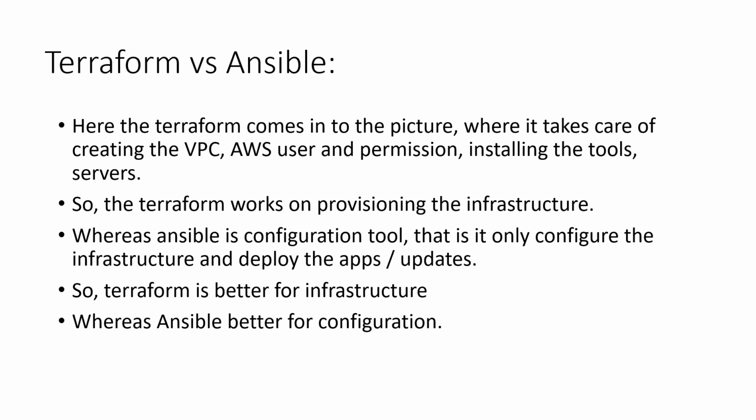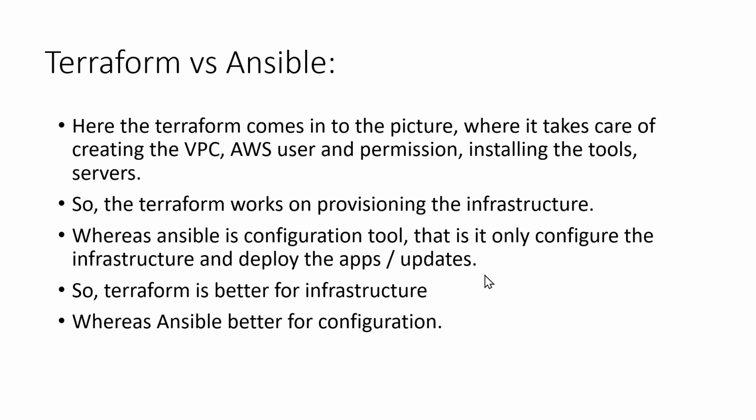So let us understand the difference between Terraform and Ansible. Some people say both are similar and some people say both are different. We use them for different purposes. We'll understand why exactly. Here Terraform comes into the picture, where it takes care of creating the resources or the infrastructure and installing the tools onto the server. So Terraform works on provisioning the infrastructure. We use Terraform for provisioning the infrastructure. Whereas Ansible is a configuration tool, that is, it only configures the infrastructure and deploys the application and updates.